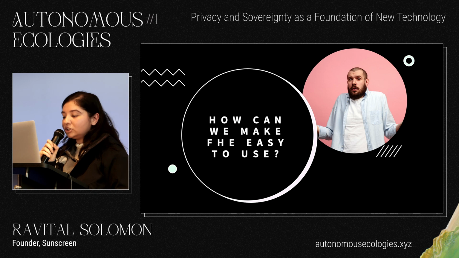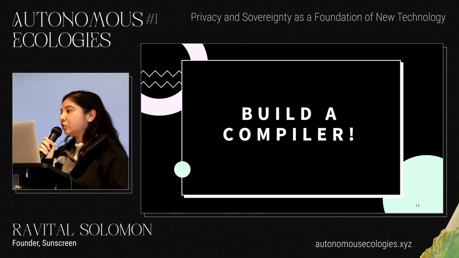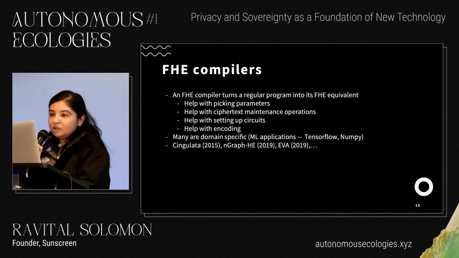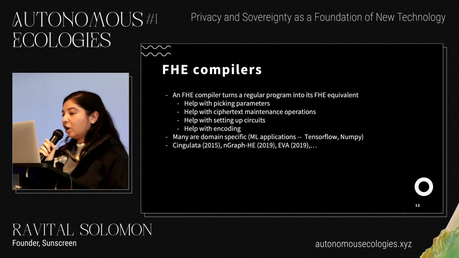So how can we make FHE easy to use? The idea itself is pretty simple. What if we build a compiler? In terms of what an FHE compiler would offer, you can imagine it would take a regular developer's program, say written in Python, Rust, C++, and it would turn it into its FHE equivalent. In terms of what that compiler would actually do, it would help you pick the parameters for the FHE scheme. It would help you set up circuits, because it turns out FHE requires understanding either arithmetic or binary circuits. It would help you with data encoding, and it would help you with inserting these special FHE-specific operations that help you manage some of the efficiency issues.